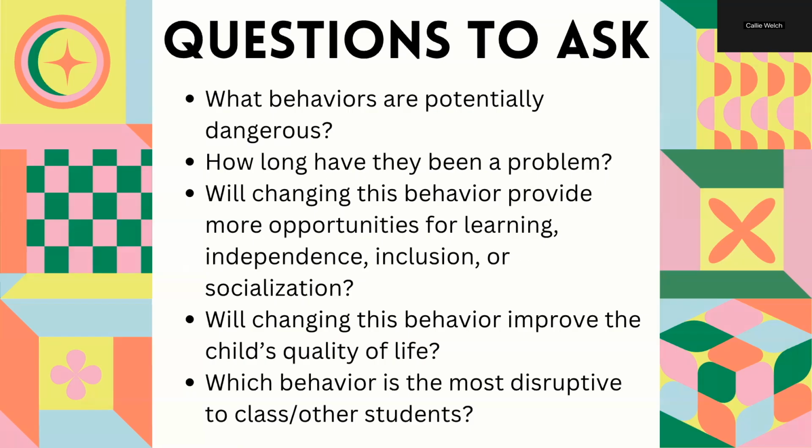So, what behaviors are potentially dangerous? Is the behavior that they are exhibiting something that they could harm themselves when they're doing it? Are they harming others? Could they potentially harm you? That's very important. So, if the behavior is dangerous, then obviously you probably need to get somebody outside of your classroom to help with that. So, that is probably the time to talk to an administrator to get some additional support.